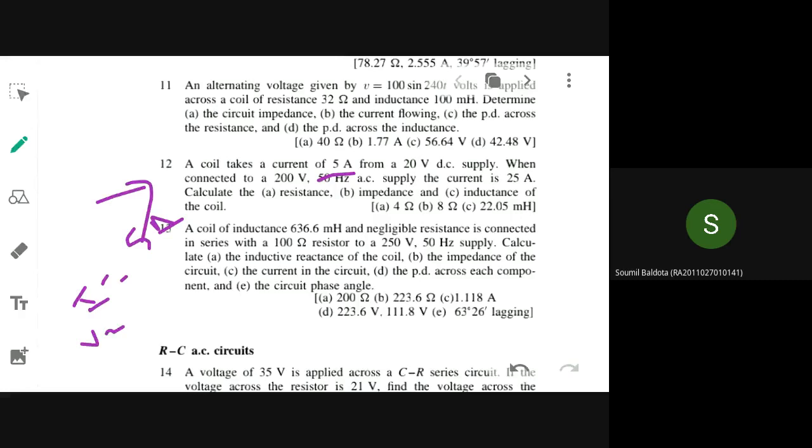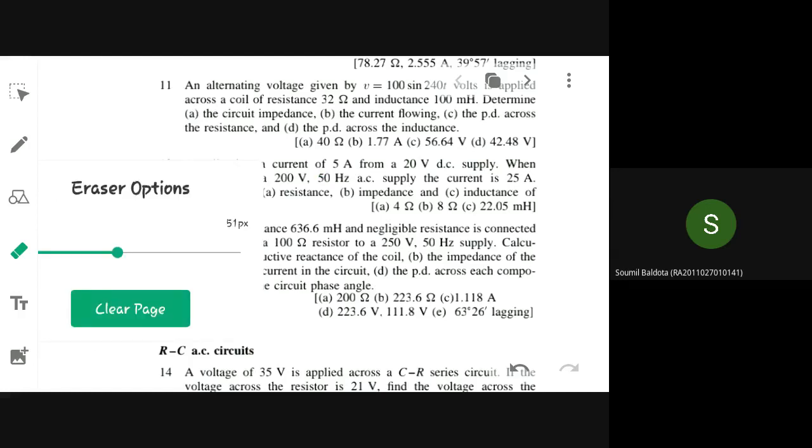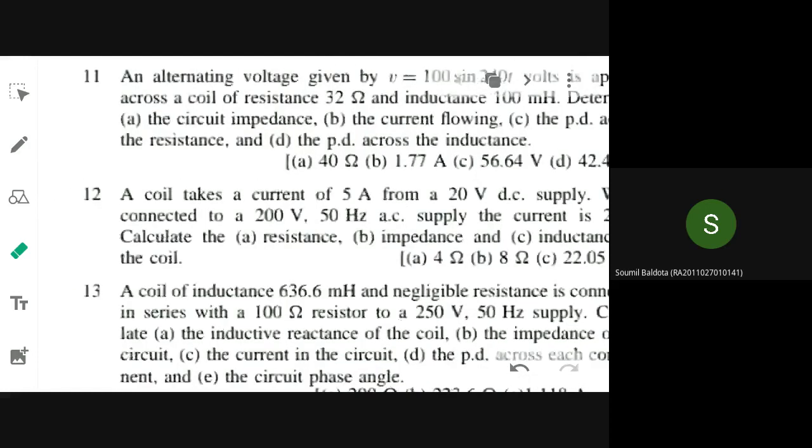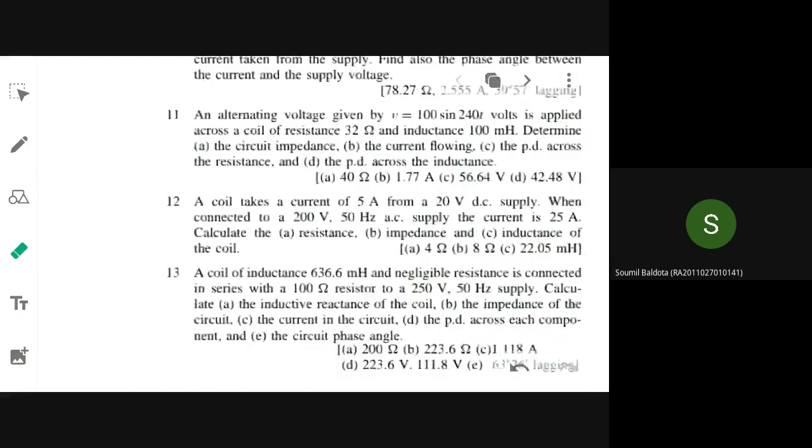25 ampere. See, this one is having both DC as well as AC, so this sort of problem will not come. This is having a different way of solution, so we'll discuss another problem. You have to combine the DC as well as the AC part. Those sort of problems will not come. So let's try to solve another problem. We'll solve 11.